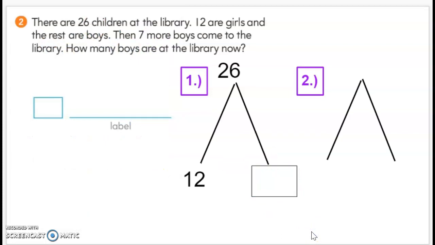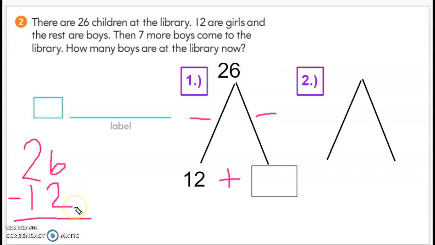Nope, so that's our unknown we need to solve. So if I add my minuses and my plus, I can either do 12 plus what, my adding method, or subtraction. Okay, so I'm going to do on the side here 26 minus 12 equals what? So start in the ones cup, 6 minus 2, 2, 3, 4, 5, 6, and I get 4, and then 2 minus 1 is 1. Okay. So I have 14 boys at the library.